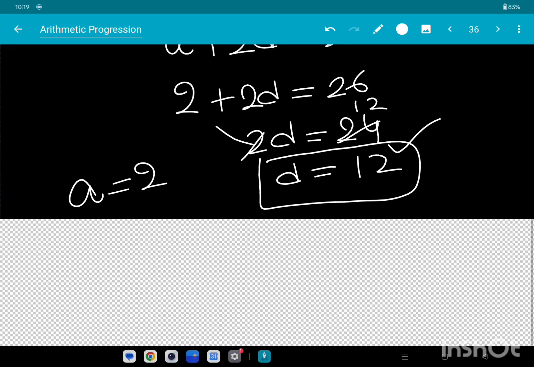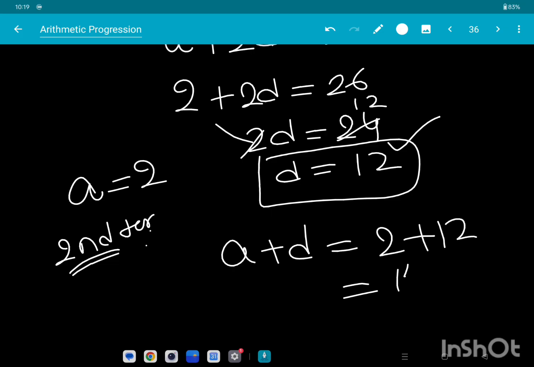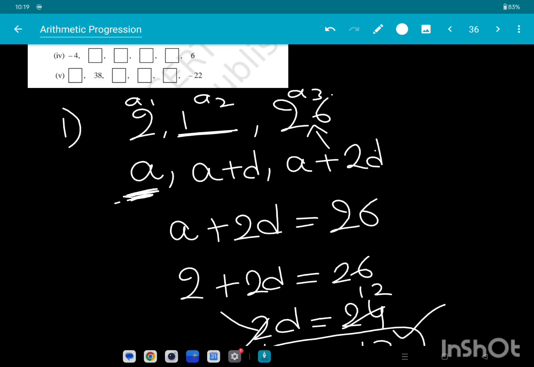So we find the D value is 12 and A value was given as 2. Then what is the second term here? We need to find the second term only, right? The second term is A plus D, which is 2 plus 12 is equal to 14. So here we got 14 as the answer. If you want, you can check: 12 is the common difference.